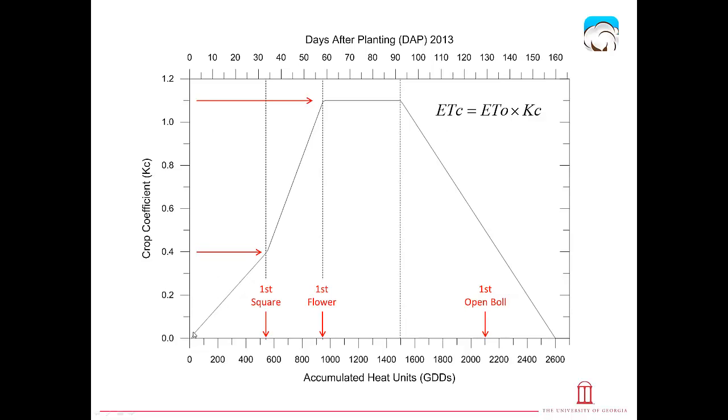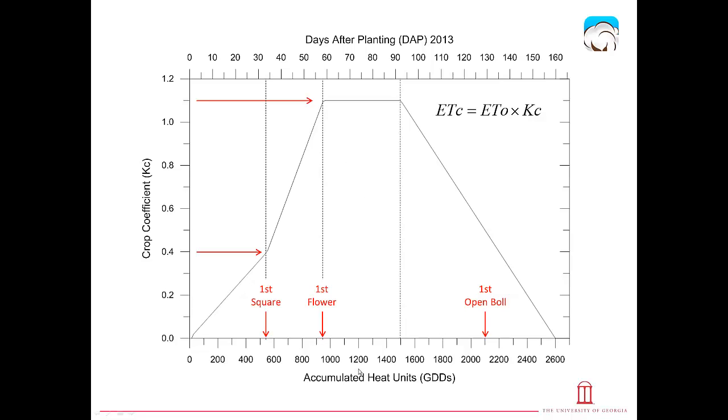The crop coefficient is a critical part of estimating crop evapotranspiration because it allows us to change the rates at which the plant uses water through the plant's life cycle, as you can see indicated by this curve here. The bottom axis here shows accumulated heat units or growing degree days, while the top axis shows approximately days after planting.